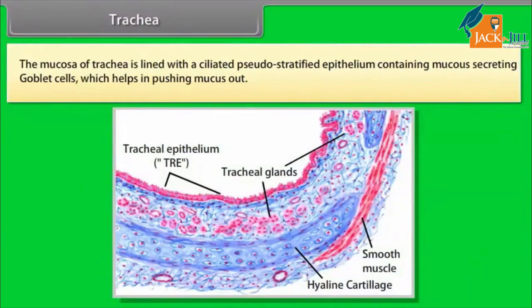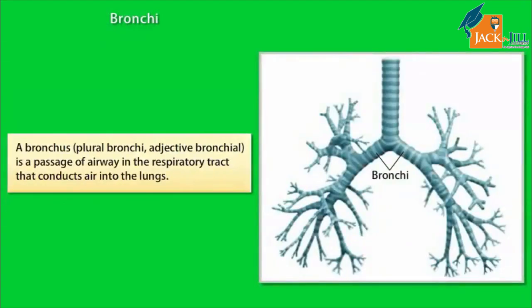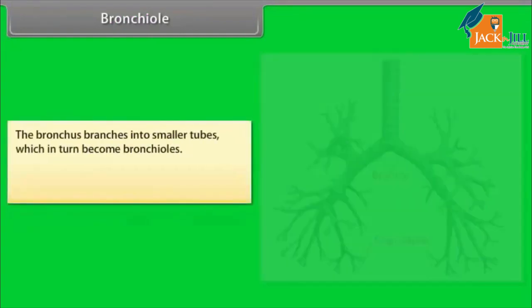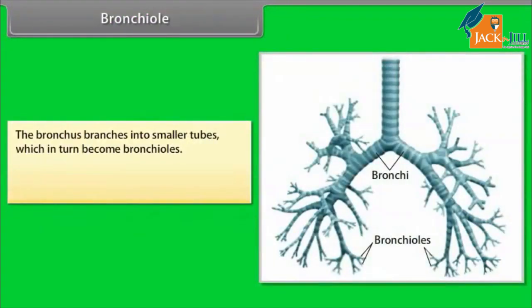The mucosa of trachea is lined with a ciliated pseudostratified epithelium containing mucus-secreting goblet cells, which helps in pushing mucus out. Bronchi. A bronchus, plural bronchi, adjective bronchial, is a passage of airway in the respiratory tract that conducts air into the lungs. Bronchiole. The bronchus branches into smaller tubes, which in turn become bronchioles. No gas exchange takes place in this part of the lungs.